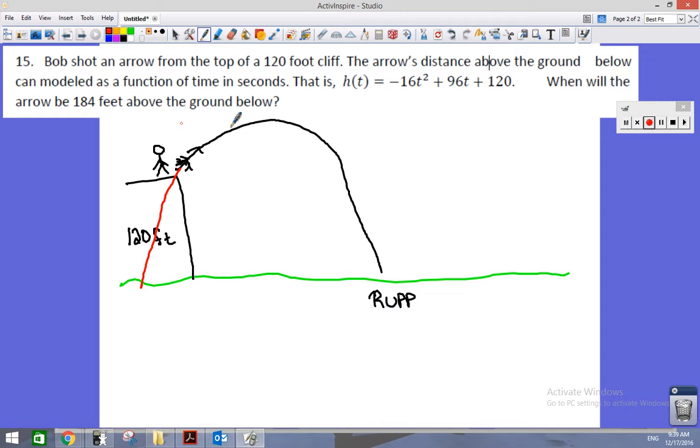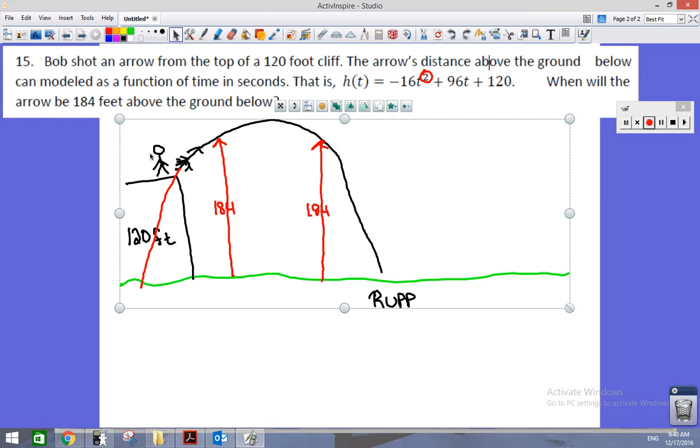Unless the 184 feet is at the vertex, the maximum height of the arrow, what we suspect is that after you shoot the arrow, since you're already at 120 feet, the 184 feet is probably going to come pretty quick. After you shoot the arrow, on the way up, the arrow will be 184 feet above the ground. It'll go up and reach some maximum height, and then on the way back down again, it'll pass through 184 feet above the ground again. So being a quadratic, we expected two solutions, and we're going to be able to keep both of those solutions, and they make sense within the context of this problem.